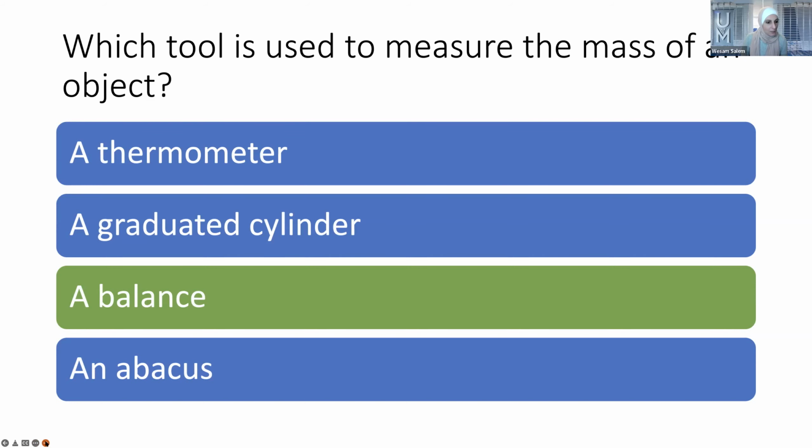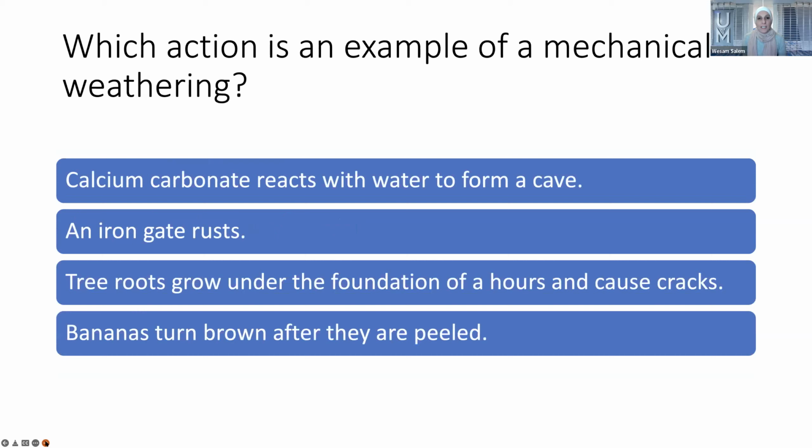Very good. All right. Mechanical weathering, which is a type of weathering that could happen on Earth. So what do you think? This is a little bit tricky question. How would you come up with the answer to this question?